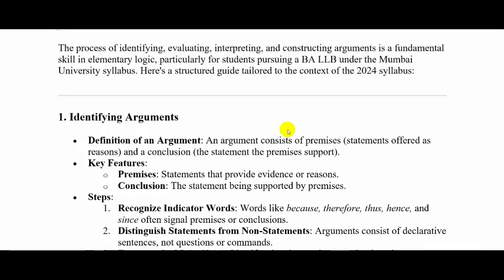This is part 3 of the video according to the syllabus of Mumbai University for first year BA LLB 2024 syllabus. So in this video we are going to learn about the process of identifying, evaluating, interpreting and constructing arguments, which is basically a fundamental skill in elementary logic, particularly for us who are pursuing a BA LLB course under the Mumbai University syllabus. So here is the structured guide.